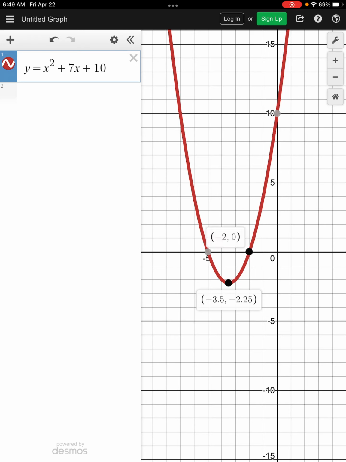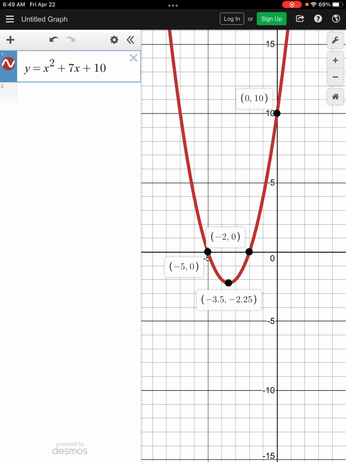The other 2 points of interest that I see happen to be the x-intercepts, which are also known as solutions. Sometimes we call them roots, and we also call them zeros. So: solutions, roots, zeros, and x-intercepts. Looks like we have another coordinate here at 0, 10. That is a y-intercept. That is not part of our solutions.